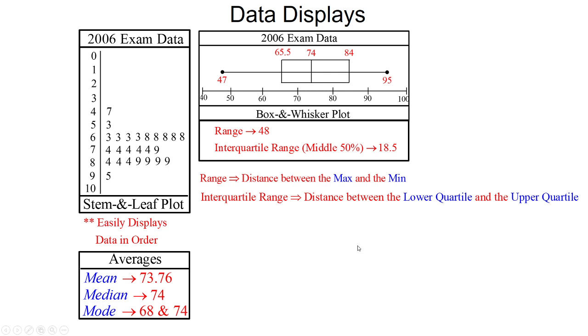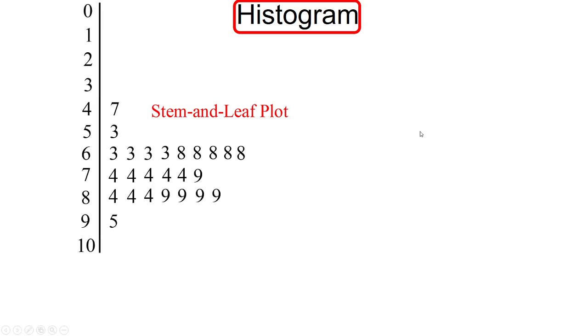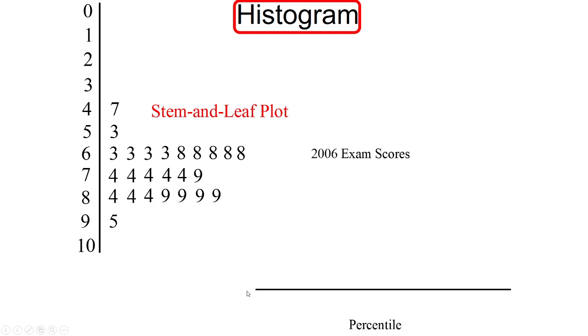So there we go. Once you get your box and whisker plot, make sure you tell me the range of the data and then the interquartile range. And that leads to our next data display, which is a histogram, one of my favorites. For the histogram, you use your stem and leaf plot again. A histogram is nothing but a fancy bar graph. You title your graph, and then you need a horizontal axis. On the horizontal axis, you're going to have percentile in intervals, and that's what a histogram is.